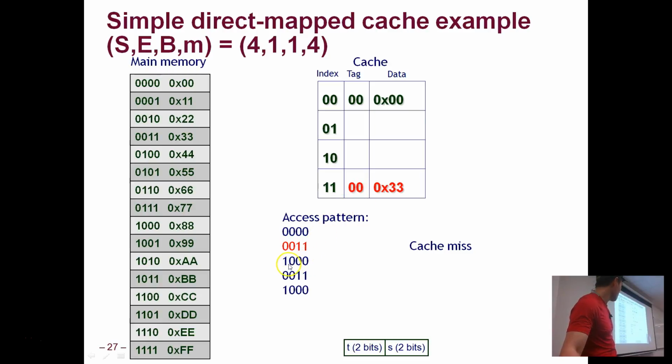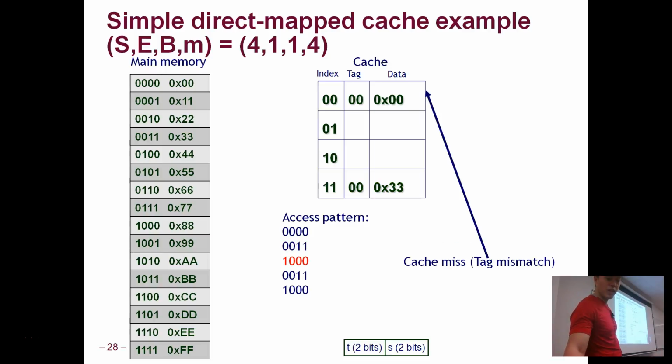The next access is 1, 0, 0, 0. The set is going to be 0, 0, which is up to here. But if you look, the tag is 1, 0, and because this tag is 0, 0 and not 1, 0, this is going to be a miss. This is why you need the tag: to make sure that the data in that cache is actually yours. In this case, it's not. So the tag doesn't match, and this is also a cache miss. Then it's going to evict this data and bring in what's at 1, 0, 0, 0, which is hex 88, and update the tag to 1, 0.